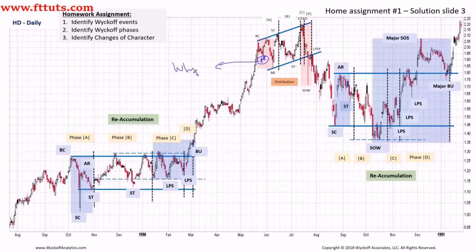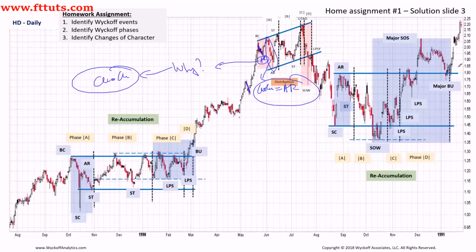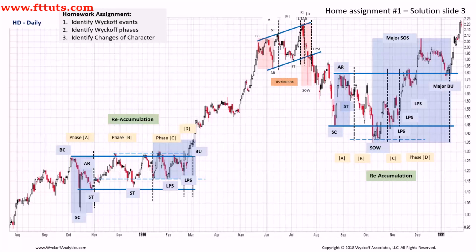Why? Well, because an automatic reaction should contain a change of character. Is this a change of character? No. This is in line with the previous reaction that we see. A change of character has come right here. So therefore, this is going to be our automatic reaction. All right, next one. Okay, so that we've answered.